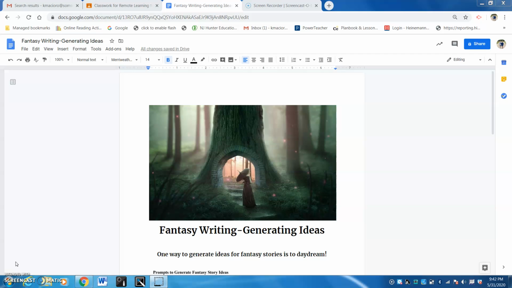We've been working on fantasy fiction reading for the past few weeks, so now we're going to switch gears and enter our fantasy writing unit. Instead of reading fantasy stories, we will be writing fantasy stories. If you think back to the beginning of the year, we have already written some fictional stories.